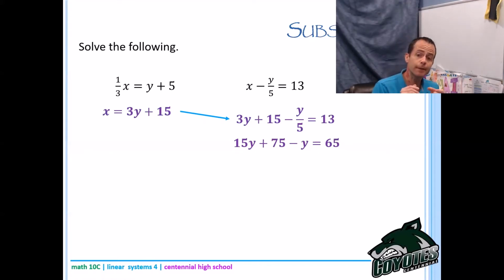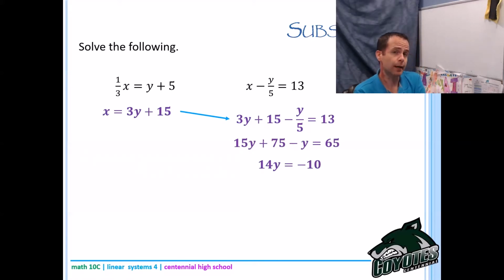Okay, so I've got 15y minus y. That'll give me 14y. And then I have to subtract 75 from both sides as well. So that's going to give me 14y equals negative 10. Now, to get y by itself, I have to divide by 14. Now I do have to deal with the fraction, okay? Because my answer is a fraction. It's going to be negative 10 over 14. So I don't want a decimal there, okay? Never give me a decimal unless you're talking about money. So negative 10 over 14 would reduce, though. And so my final answer for y would be negative 5 over 7, okay?